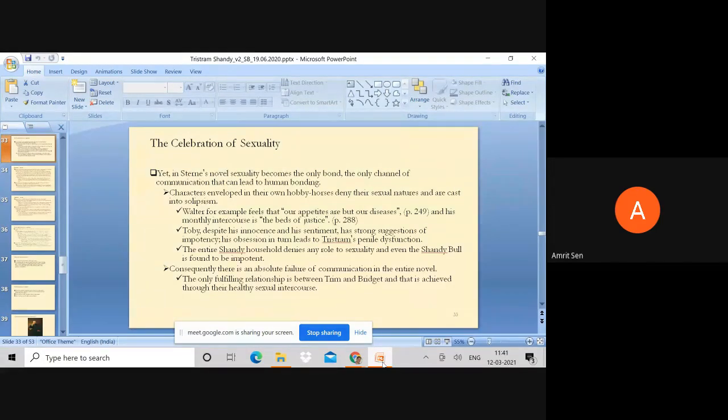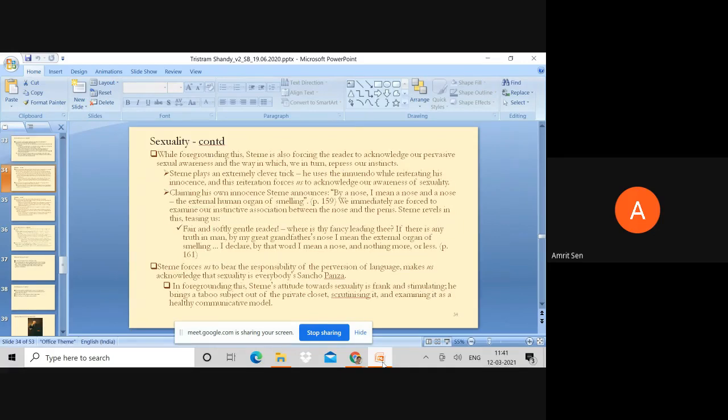The only channel of communication that leads to human bonding, right? And you see, the characters who are rejected, Walter Shandy, for example, says that our appetites are but our diseases. And Toby has strong suggestions of impotence, right? So the entire Shandy household denies any role to sexuality. Even the Shandy bull is found to be impotent, right? So Stern is suggesting that any denial of sexuality in human life is a denial of life altogether and a denial of communication. Stern is also forcing us through language to acknowledge our pervasive sense of sexual awareness, right? And he uses the double entendre and language and pun.